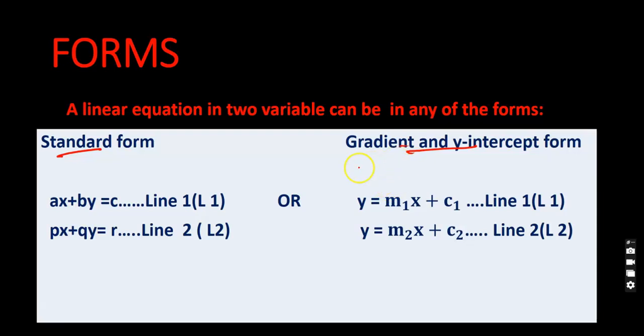The gradient and intercept form follows this format. You have seen the formula before: y equals mx plus c. So I can have y equals m1x plus c1, which you can call line 1. You can also have y equals m2x plus c2, which you can call line 2. We all know that m stands for gradient, or slope, while c stands for the intercept on the y-axis. That's why it is called gradient and y-intercept form.